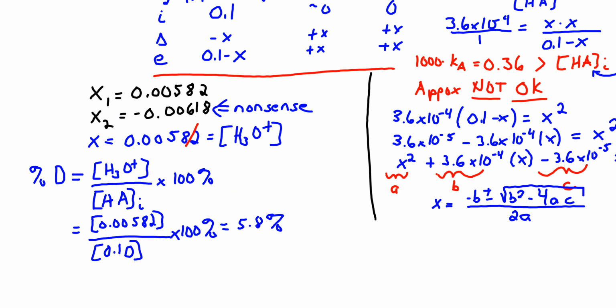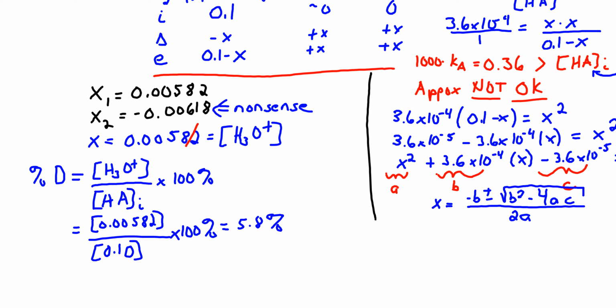Alright, the percent dissociation is the amount that's dissociated over our initial amount. So it's going to be the hydronium ion concentration that is generated as a result of the dissociation over the initial concentration of our acid. So we're trying to calculate the percent that dissociates of this initial acid. So make sure you use the initial concentration of your acid, and it's multiplied by 100%. We see our final value is 5.8%.